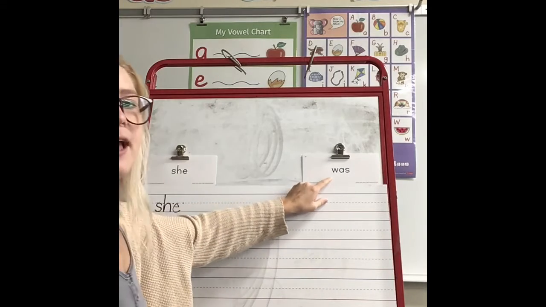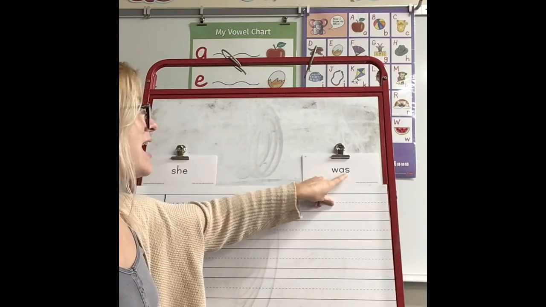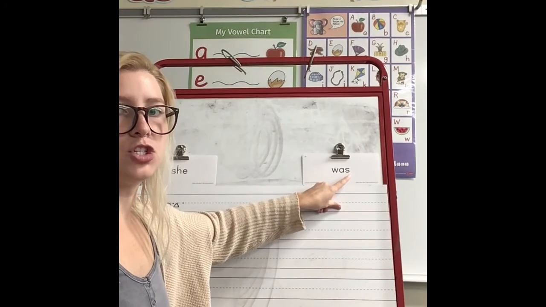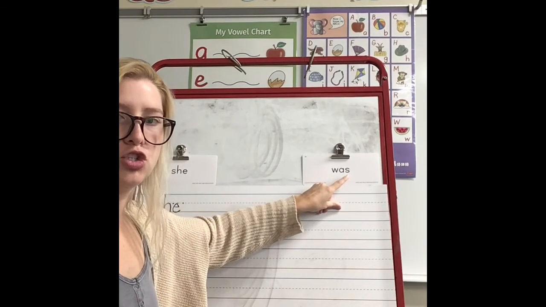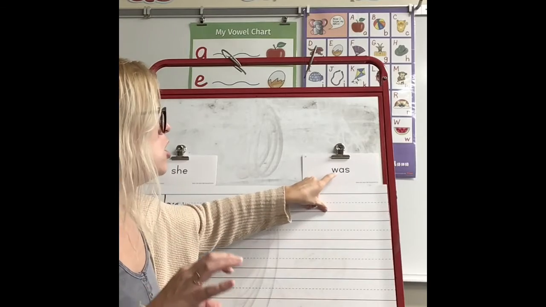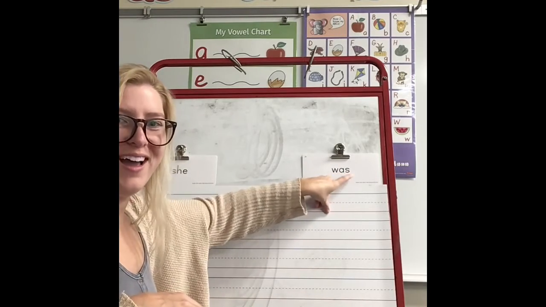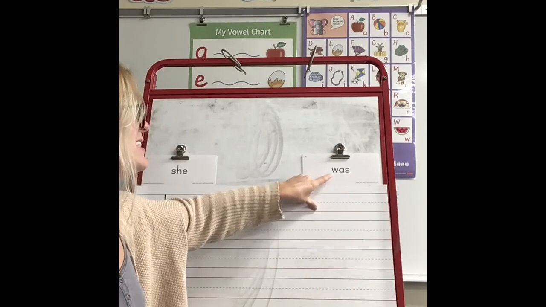Let's spell was together. W-A-S, was. Let's spell it again. This time, let's do it like a scary monster. Get your best scary monster voice on. W-A-S, was. Great job, guys. This is the word was.